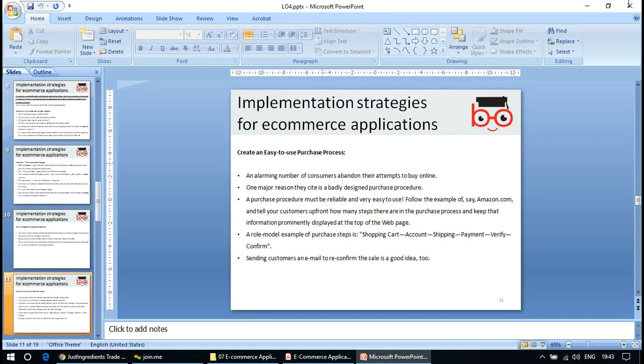The first line is an alarming number of customers abandon their attempts to buy online. A major reason is a badly designed purchase procedure, and a purchase procedure must be reliable and very easy to use. Follow the example of, say, Amazon and tell the customer upfront how many steps there are in the purchase process, and keep the information prominently displayed at the top of the web page. Like shopping cart, account, shipping, payment, verify, confirm. I like it when they do that because you know how long you've got, don't you?